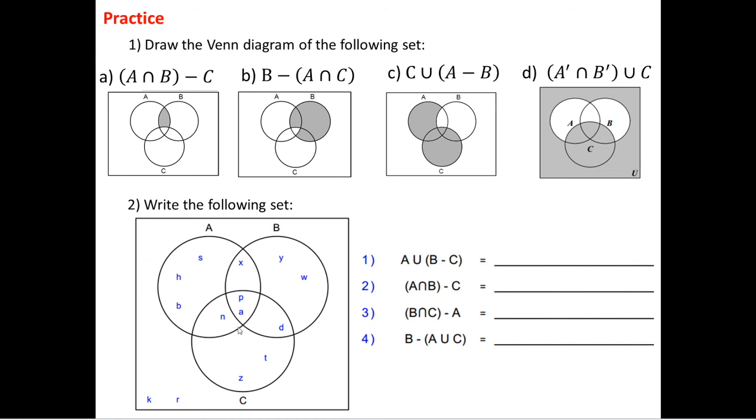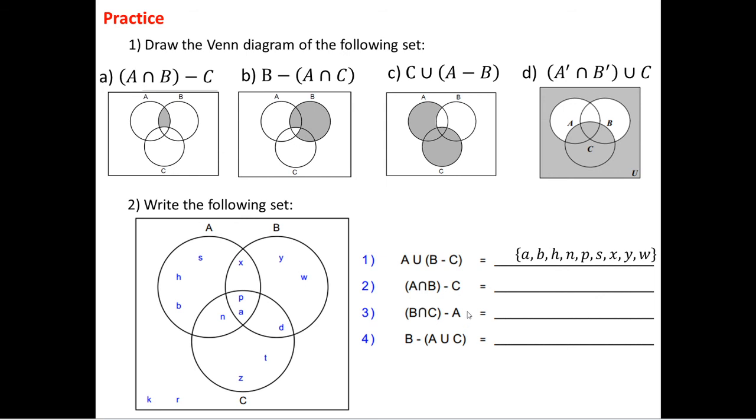So A combined with B minus C. Copy all the A and then add those elements that are part of B minus C. B minus C will be X, Y, W. That is B minus C. XYW or WXY, and then copy everything inside A. So this is our answer for number one: A, B, H, N, P, S, and then X, Y, W.